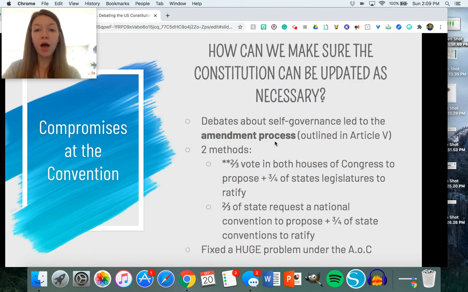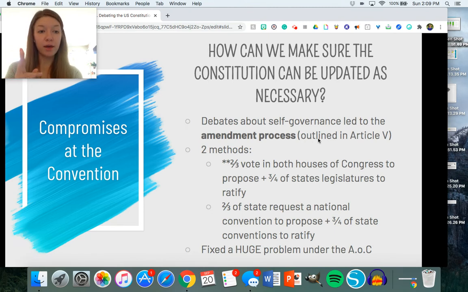All right. Another issue is, how can we make sure that the Constitution can be updated as necessary, right? We know that this document, as it's being written, is not perfect. We're going to need to be changing it and altering it and amending it over time. So there needs to be a way to update it as necessary and be adaptable to the current times. And what we come up with is the amendment process, right? We see this debate about self-governance leading to the amendment process outlined in Article 5 of the Constitution.